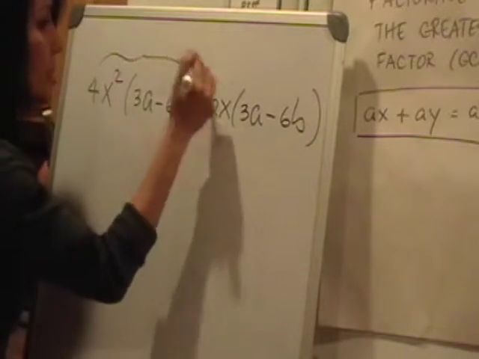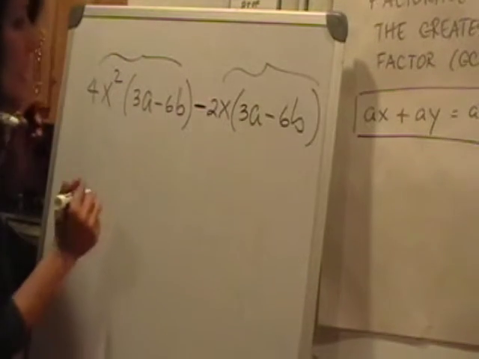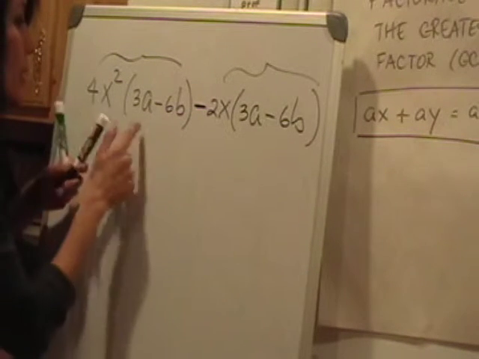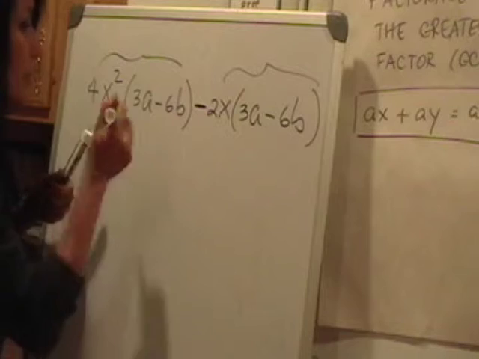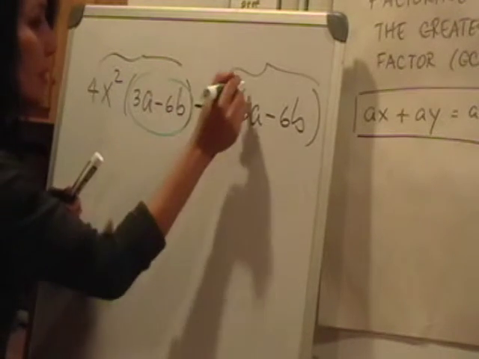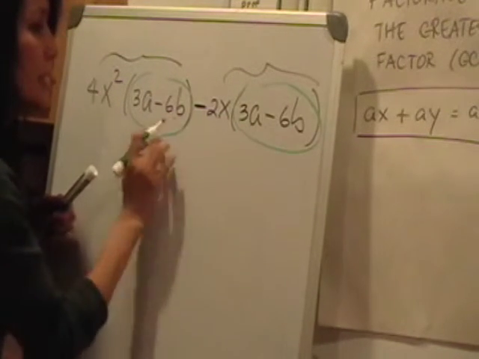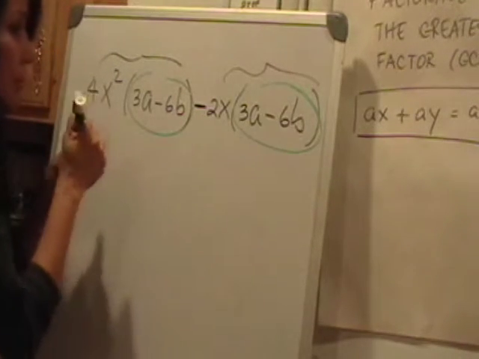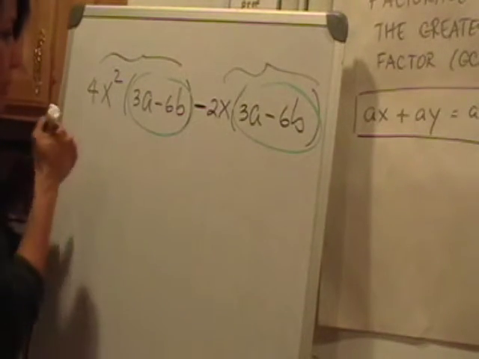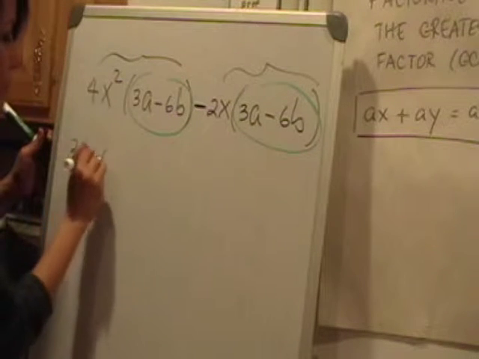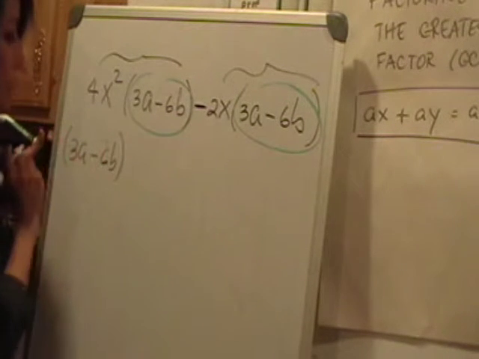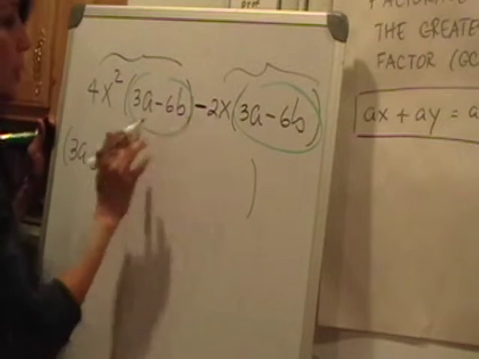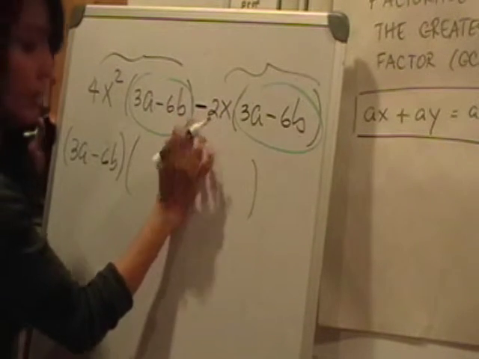This is the first term, this is the second term, okay? And what do you see that's common to the two terms? Well, right away I see the 3a minus 6b, right? This quantity 3a minus 6b is common to both terms or both groups if you want, okay? So then I can pull out 3a minus 6b, factor that out, okay? And then I will be left inside with two terms separated by that minus sign, right?